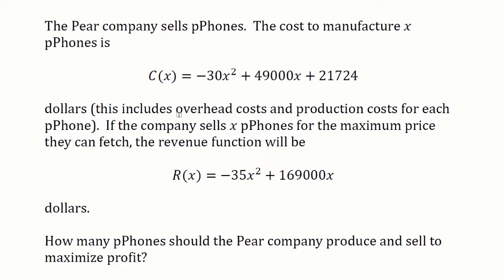Overhead cost and production cost are just different ways of calling fixed cost and variable cost. Continuing with the problem: if the company sells x P phones for the maximum price they can fetch, the revenue function will be R of x equals minus 35x squared plus 169,000x dollars. The ultimate question is how many P phones should the P phone company produce and sell to maximize profit?